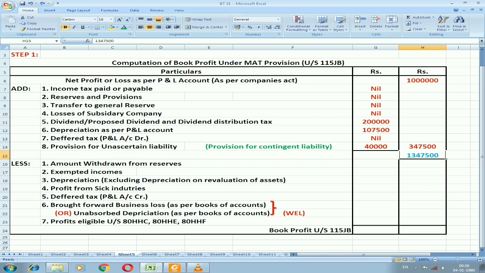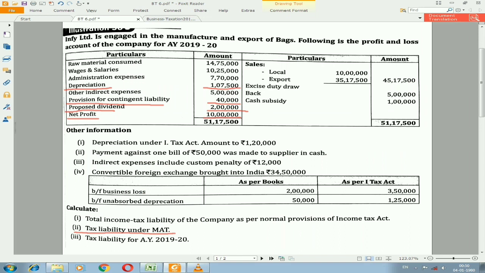Whatever points we have under less, these will be located on the credit side of the profit and loss account, except the point which is related to loss and unabsorbed depreciation. You can see we don't have any point related to those on the less side under book profit. So all points will be nil.